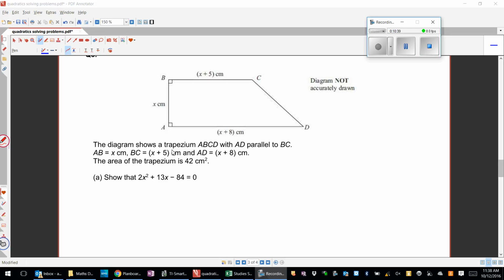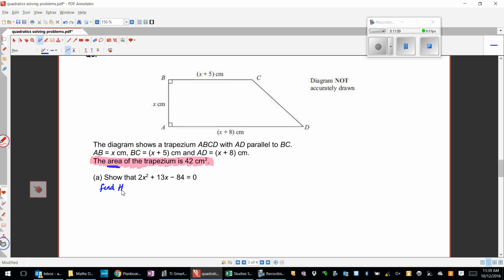Now, I noticed that the first piece of information I'm given, really, because all of that is on the diagram, it says the area of the trapezium is 42. So that means that this formula is going to come from what? Working out the area, right? That's the clue, the area. So I'm going to basically find the area.